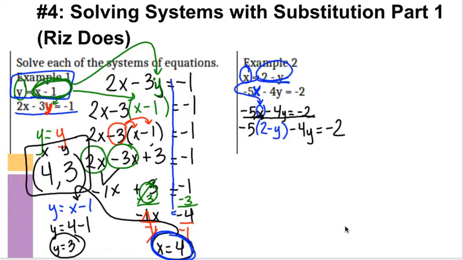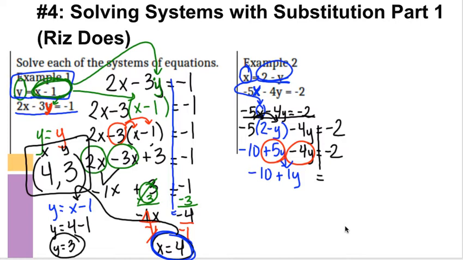So negative 5 multiplied by 2, and negative 5 multiplied by negative y. So negative 5 multiplied by 2, that's negative 10. Negative 5 multiplied by negative y, that's positive 5y. Subtract 4y equals negative 2. Split my equal sign. See if I have any like terms. I notice that I see positive 5y and negative 4y. So I'm going to write negative 10, and I'm going to combine these, which makes 1y, and bring down my negative 2.